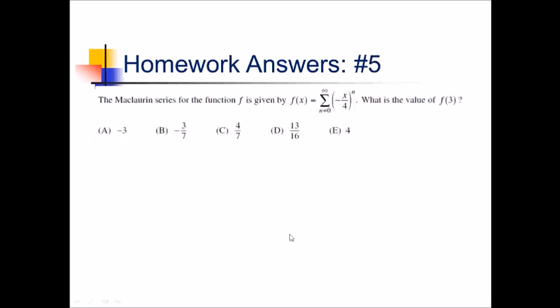For number 8, they want us to find the value of f of 3 from a Maclaurin series given by this function here. So if we actually just go ahead and plug in 3, let's see what happens. We end up with this infinite series. Now, not worrying too much about this Maclaurin piece, you might notice that this is a geometric series.